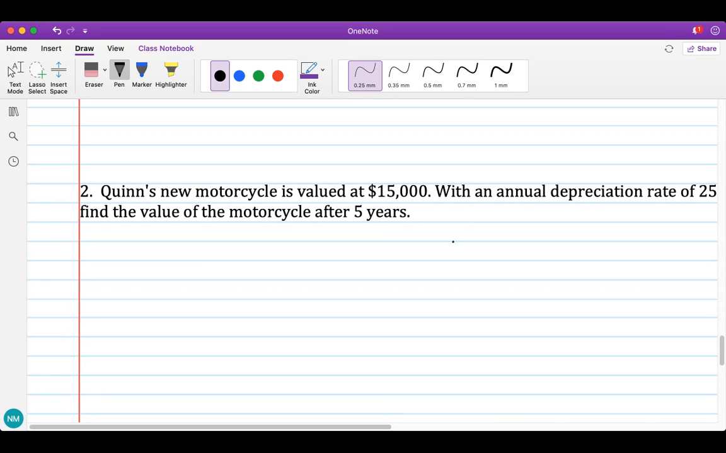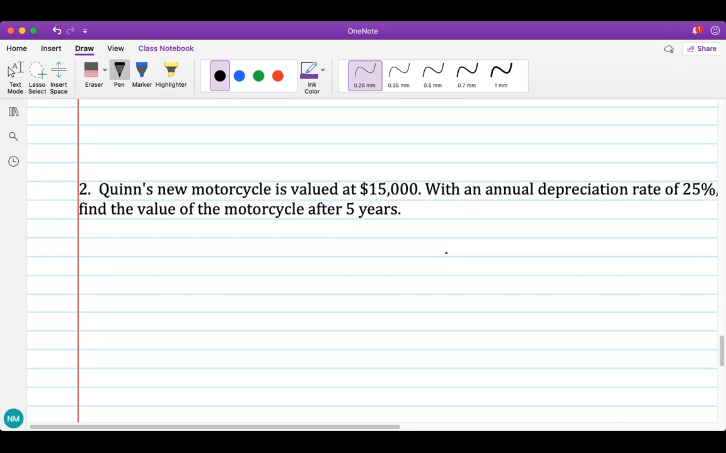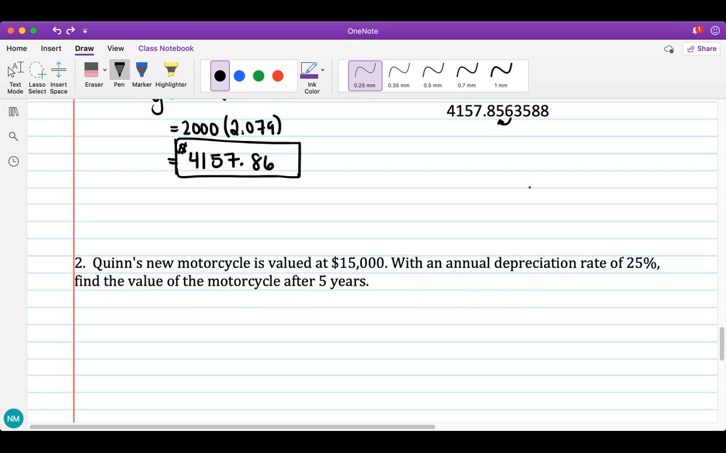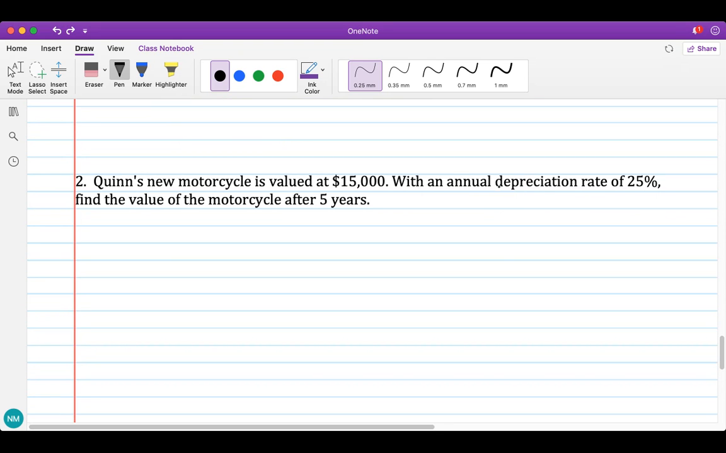Let's try another one. So Quinn's new motorcycle is valued at $15,000 with an annual depreciation rate of 25%. Depreciation means it goes down, okay? Find the value of the motorcycle after 5 years.